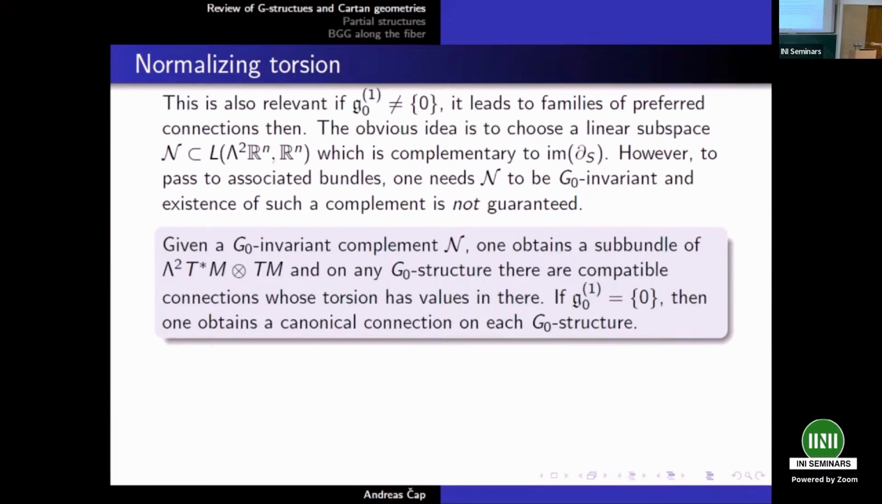And in everyone's favorite case of Riemannian geometry, all this is trivial because, as I said, in this case, this del S is a linear isomorphism. So its image is everything. A complement to everything is nothing. So it's just 0. And the first prolongation vanishes. So you get a unique torsion-free connection on any Riemannian manifold. And somehow that's where Riemannian geometry starts, because then you can start analyzing the curvature of this connection. And of course, you can do this in general, provided that you have canonical connections.